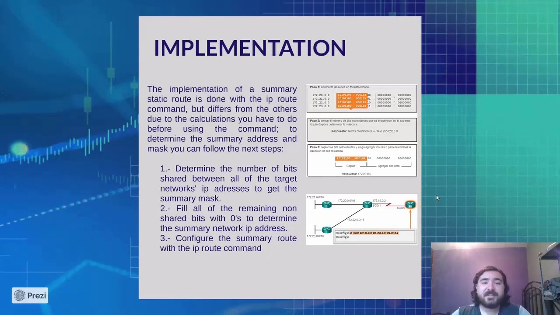Once we know all of this information, the only thing left to do is to actually configure the route. To do this, we have to go into the router's CLI and type in the command ip route, followed by our summarized IP address, followed by our summarized subnet mask, and finally followed by the exit interface or next hop IP address of the exit interface that we have to use in order to reach any and all of these networks.